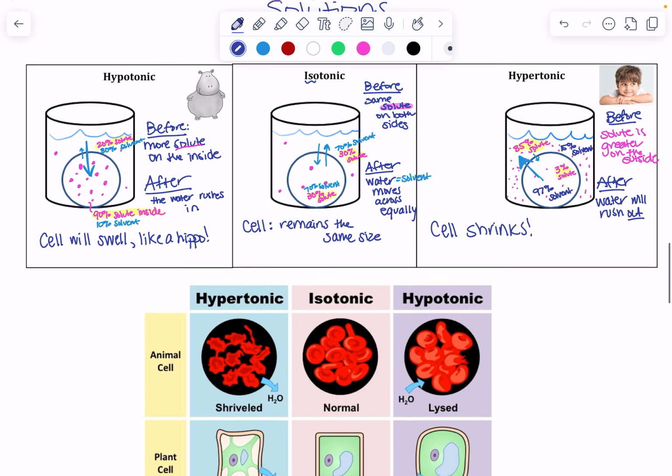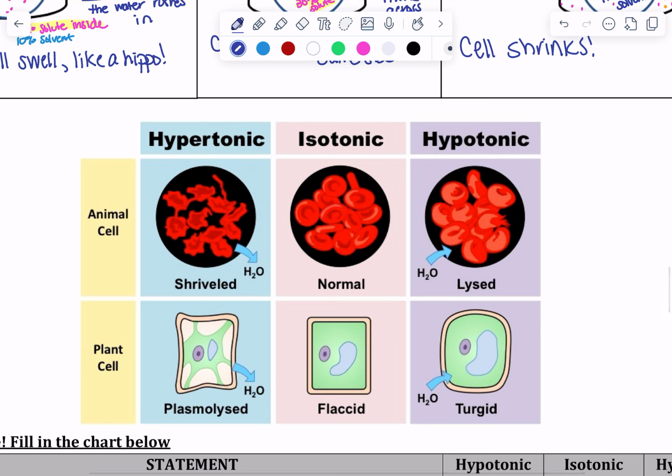Okay, and that's about it for these 3 types of solutions that you could have based on your solute and solvent numbers. Here are some examples of animal cell versus plant cell. So in a hypertonic solution, the cell will shrivel or shrink. In a plant cell, we call it plasmolyzed. In an isotonic solution, it is normal for an animal cell to be isotonic, and it's also known as flaccid in a plant cell. And the hypotonic hippo, larger, it becomes so large that the cell is so large it could burst in an animal cell. And in a plant cell, we call it turgid.